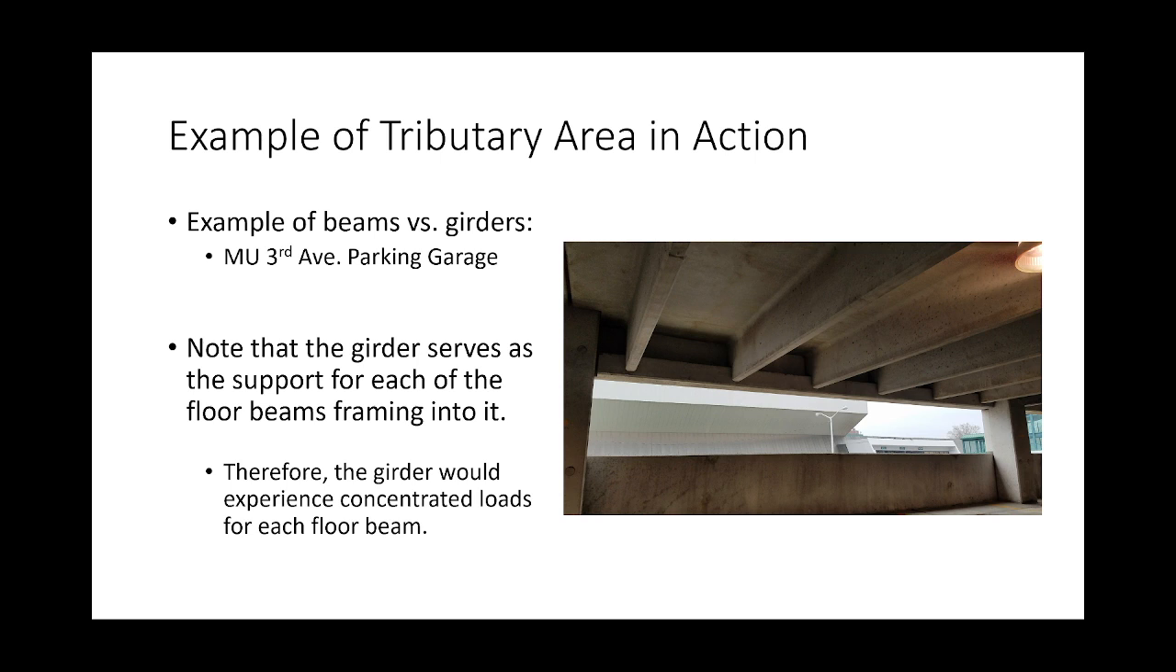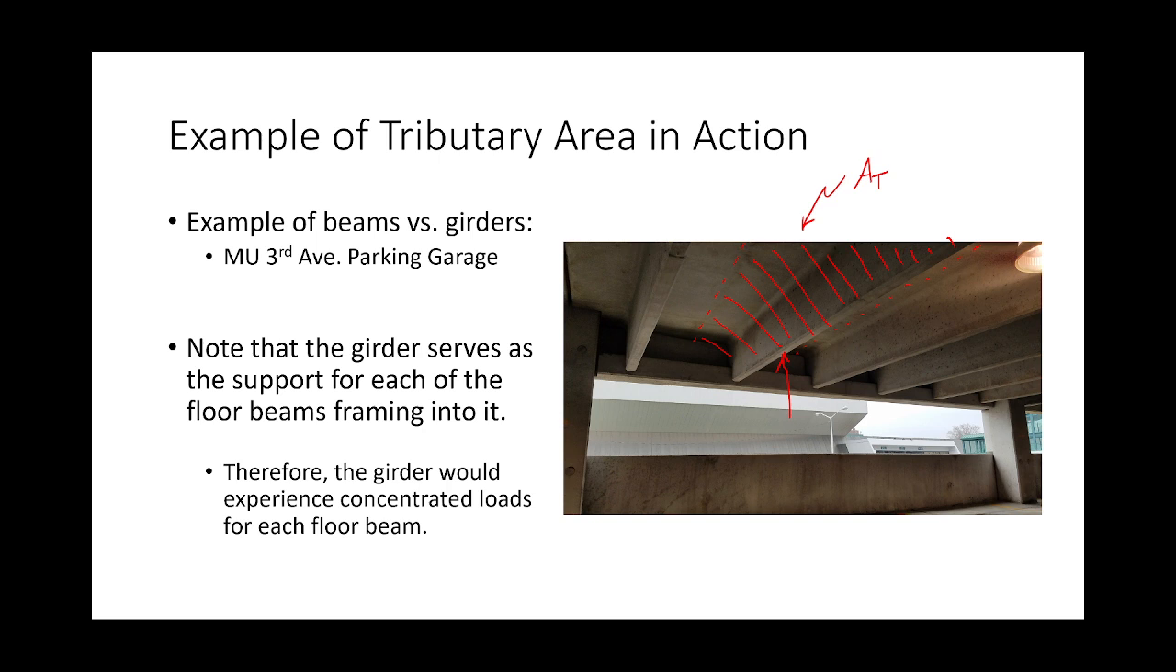Here's a little bit more of a visual example. Here's a picture I took of the 3rd Avenue parking garage here at Marshall. Here's the garage, there's the basketball stadium. Here we've got these pre-topped double T precast sections. The idea is that if I'm looking at this beam, this beam is responsible for basically that floor area. Does that make sense? We would call this the tributary area for that member, okay?